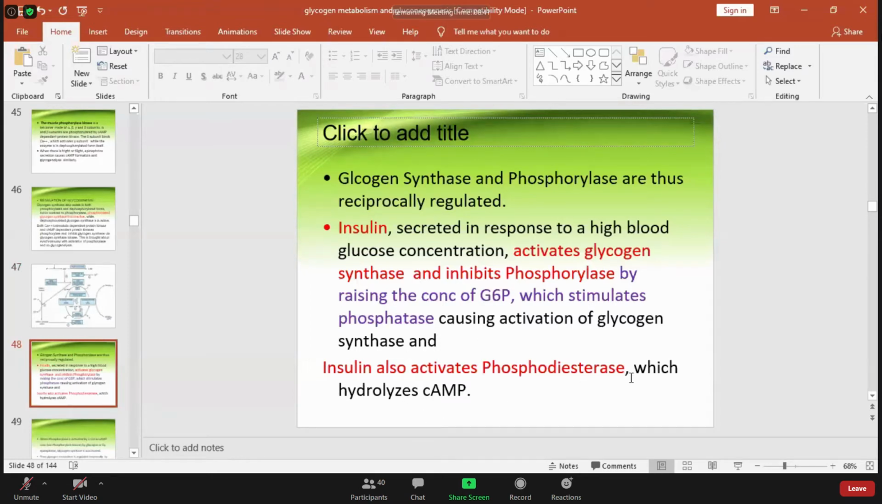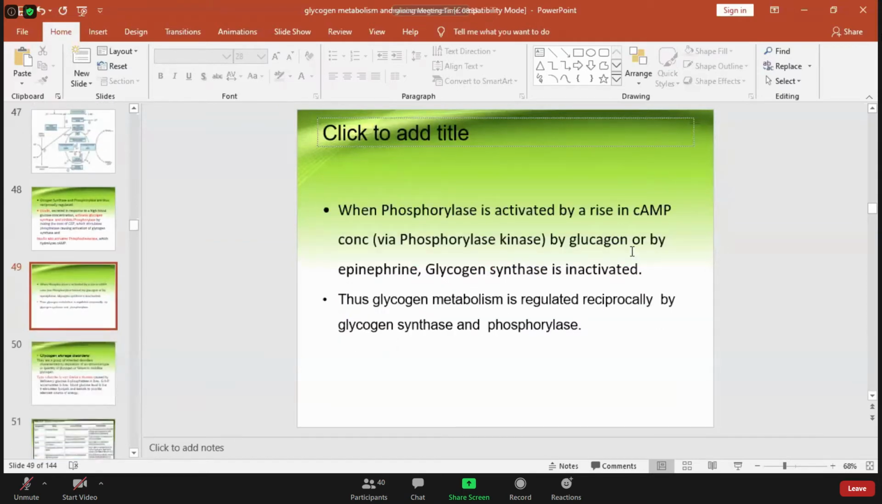Insulin also activates phosphodiesterase, so cyclic AMP is hydrolyzed, and that cascade is blocked. So when phosphorylase is activated by a rise in cyclic AMP concentration, by glucagon or by epinephrine, glycogen synthase is inactivated. Thus, glycogen metabolism is regulated reciprocally by glycogen synthase and phosphorylase.